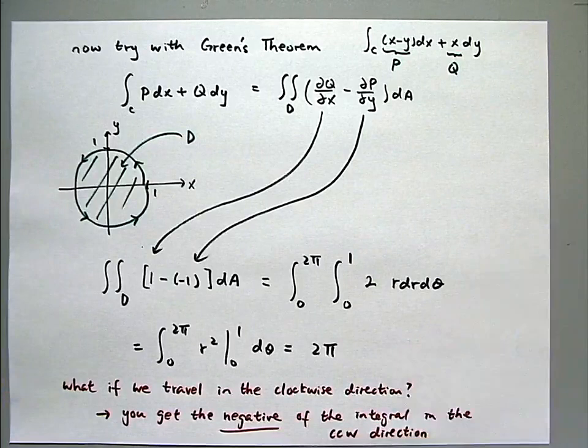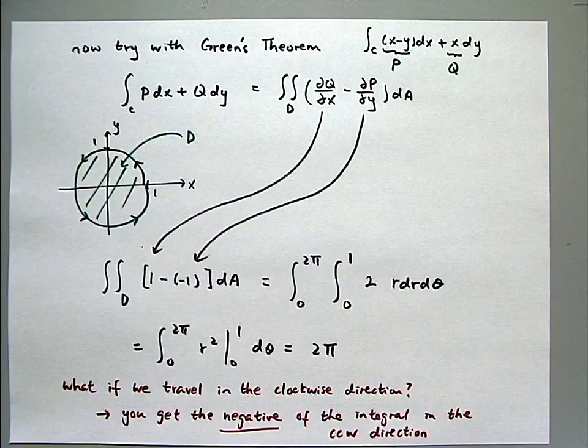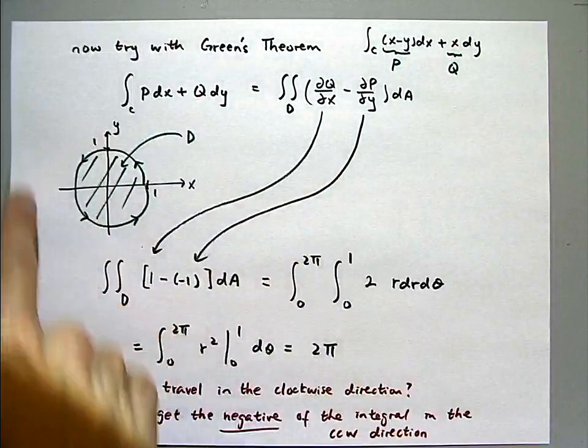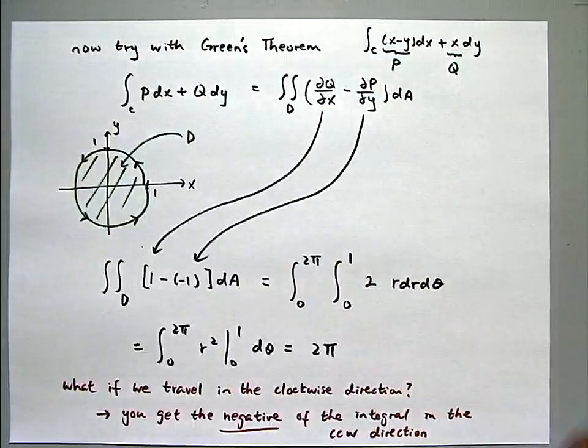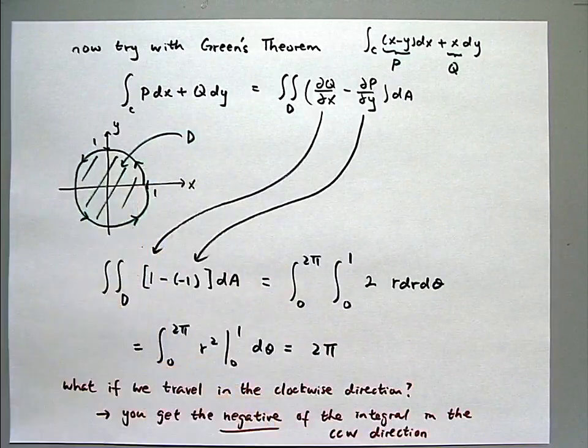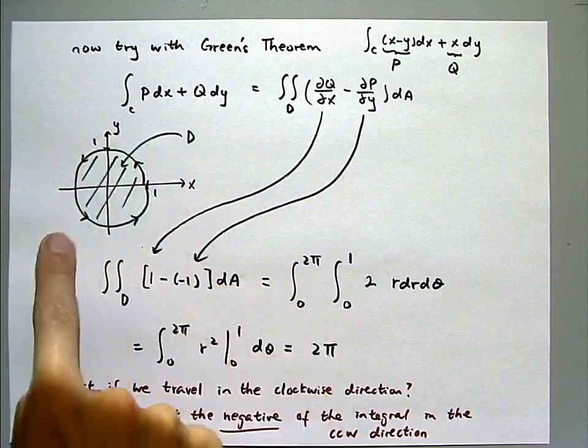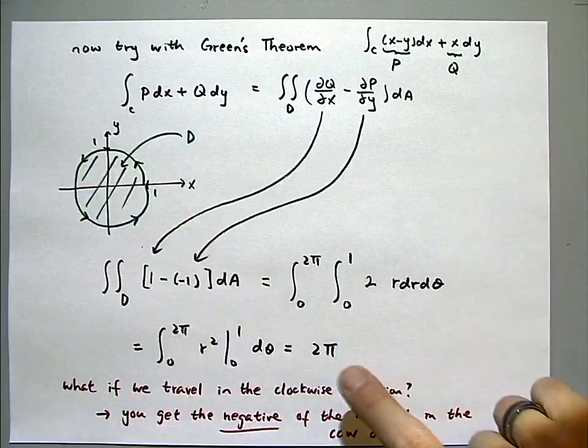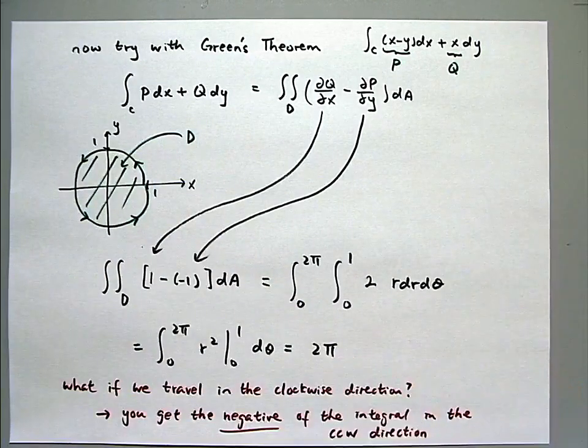You get the negative of whatever you would get if you had gone in the counterclockwise, the positive direction. So counterclockwise is always positive. Whatever you get there would be the same number as if you had gone the opposite way, but they would have different signs. So if we had gone clockwise on this loop with the same integral here, we would get negative 2 pi. Okay?